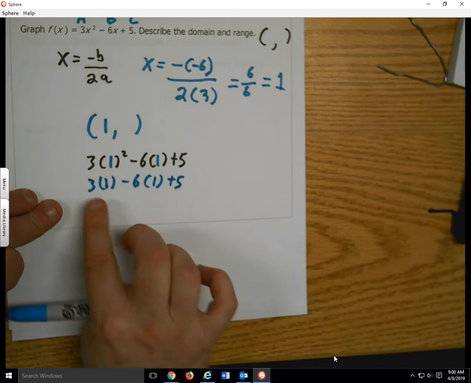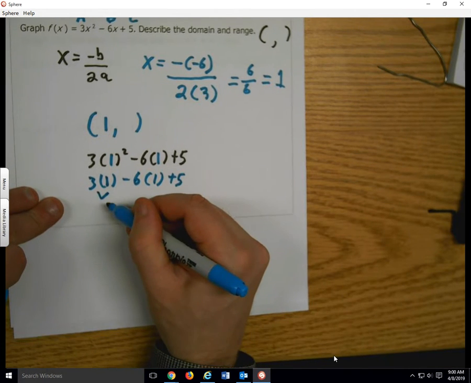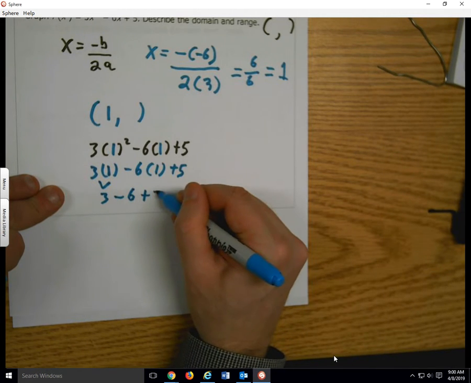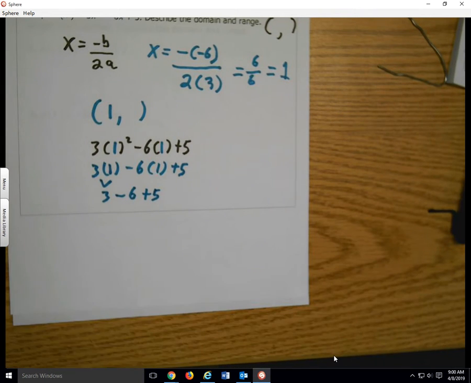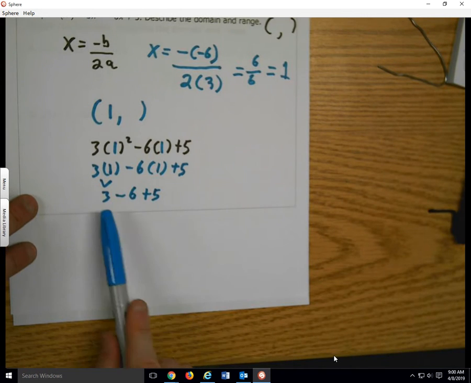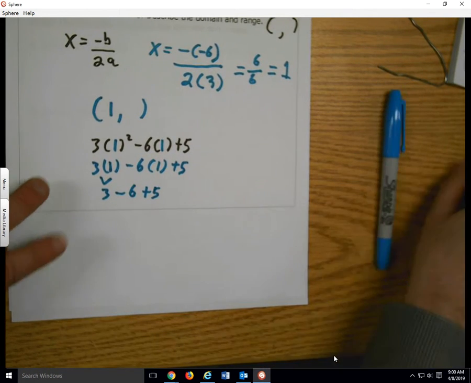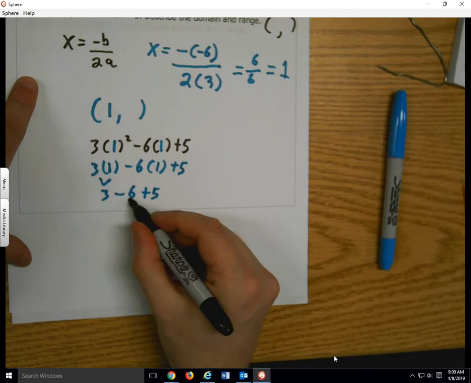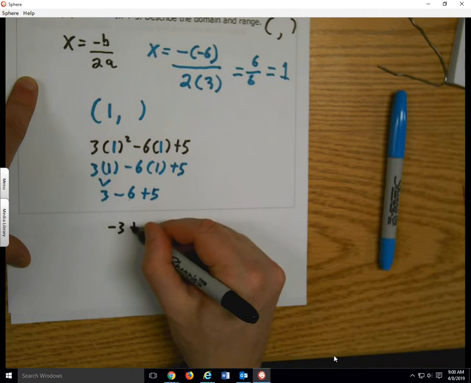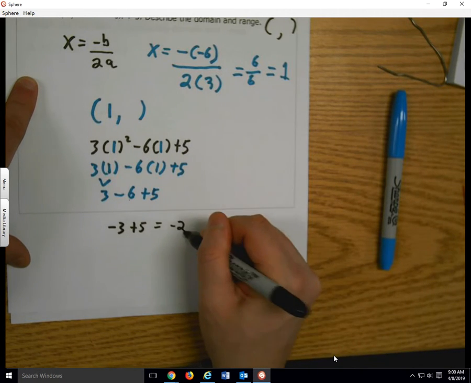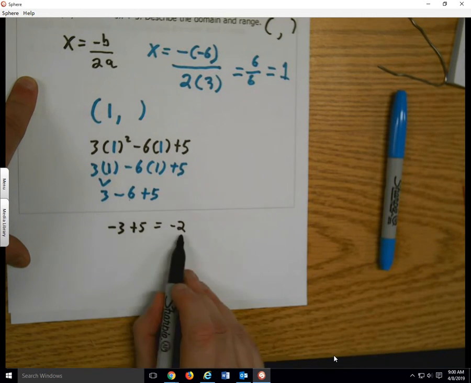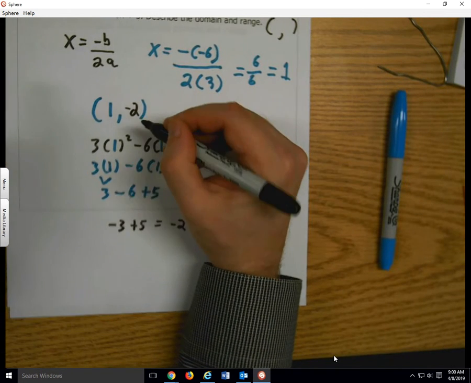We multiply before we add or subtract. So that would be a 3. Negative 6 times 1 would be a negative 6. This is where sometimes people make mistakes. When you come to adding and subtracting, you do the one more to the left first. So 3 minus 6 would happen before 6 plus 5. 3 minus 6 is a negative 3, plus 5 would be a negative 2. And there we have it. We have our x value, which is a 1, and our y value is a negative 2.